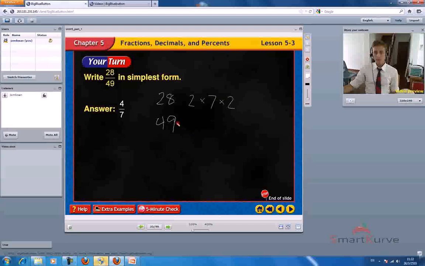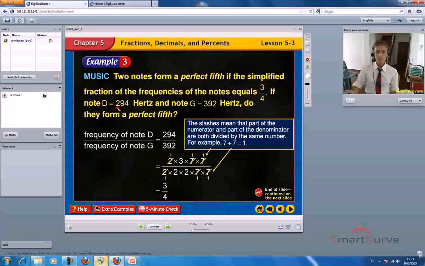Write 28 over 49 in simplest form. Prime factorization. 28, we have 2 times 14, 7 times 2. 49, we have 7 times 7. So the greatest common factor that we have is 7. 28 divided by 7, 49 divided by 7 equals 4 over 7.